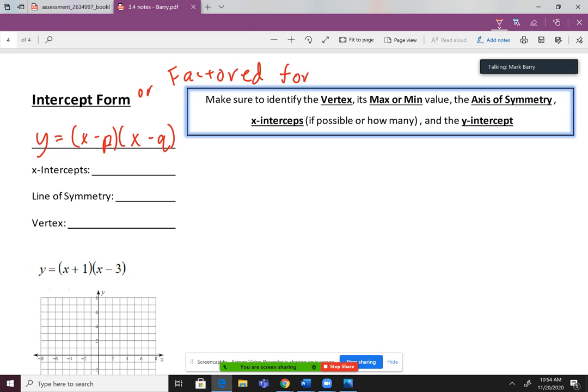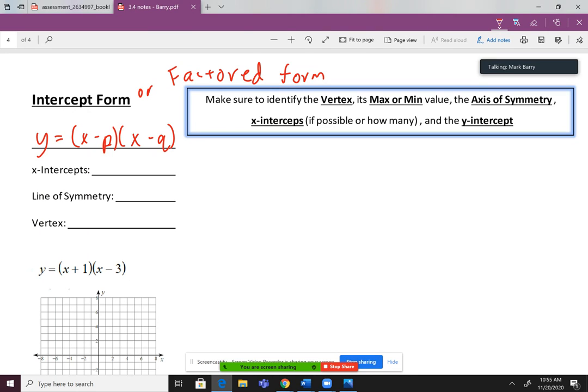You may notice that this kind of looks like, if we put some numbers in there, especially like our first one here, x plus 1 times x minus 3, something like what happens after we factor. After we factor, we get 2 parentheses just like that.